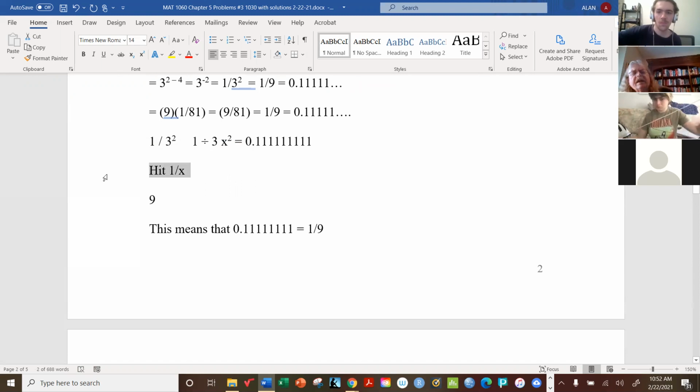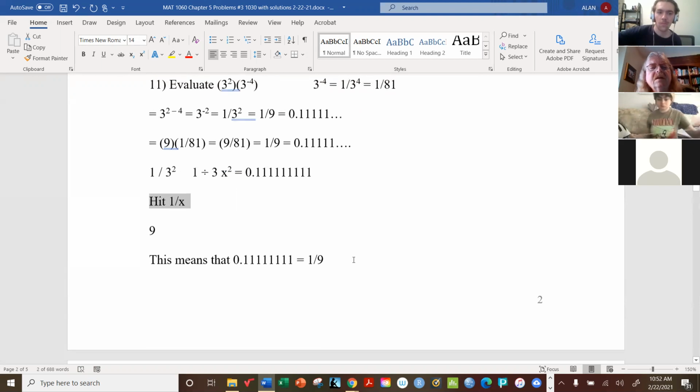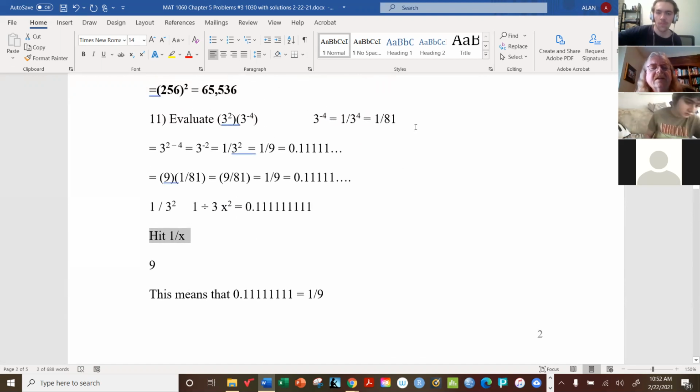Now, it doesn't always work out like that. I mean, sometimes it'll be something that's not a nice fraction anyway, but it might help you with a case like this. Okay. Here, how could they get this off the keyboard?